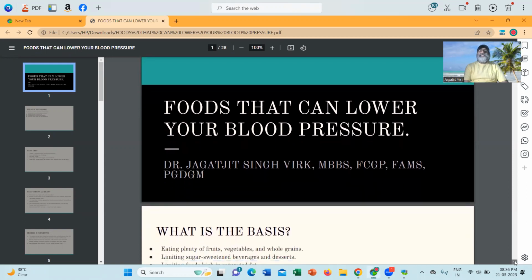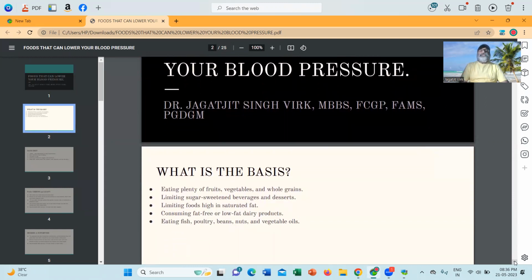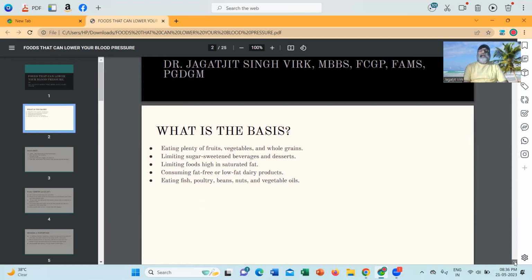Now we see what is the basis of these. Eating plenty of fruits, vegetables, and whole grains makes it possible. Limiting sugar, sweetened beverages, and desserts. Limiting foods high in saturated fat. Consuming fat-free or low-fat dairy products. Eating fish, poultry, beans, nuts, and vegetable oils. All these can help lower our high blood pressure.